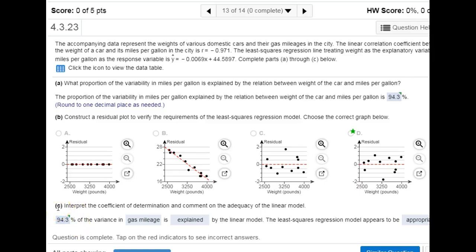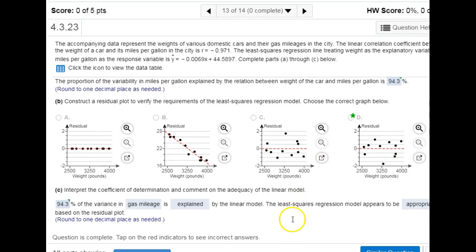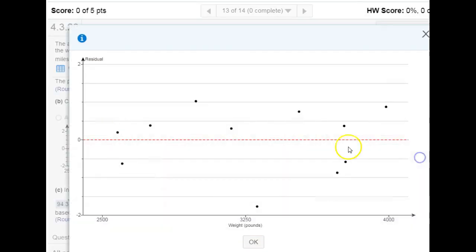So number C, the first part of that's kind of re-asking part A again. We've already computed that coefficient of determination, and what that told us was that percentage of the variance in gas mileage, our Y, is explained by our linear model. And based off our residuals, the least squares regression model does appear to be appropriate. And again, we do not want to see a discernible pattern like a curve in these residuals, and we don't see one.